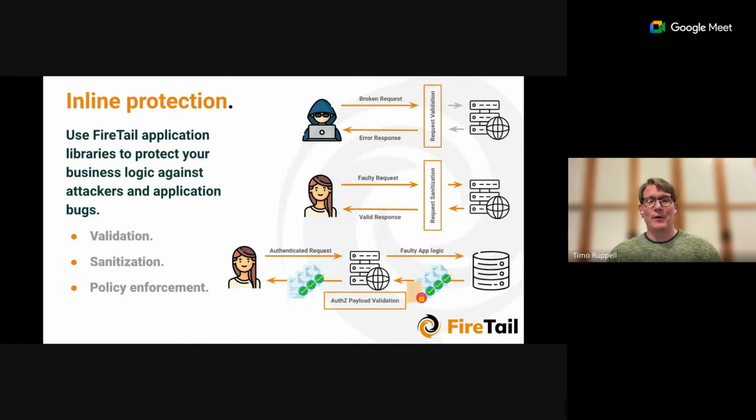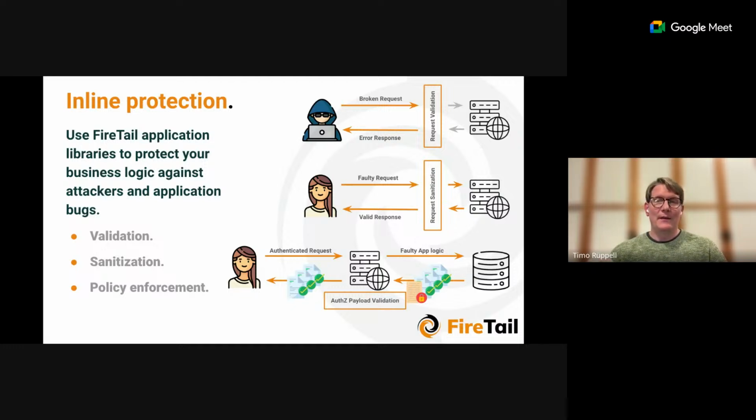So this helps you with policy enforcement and making sure that there are no accidental data leaks, for example, with sanitizing and stripping out data that shouldn't be in response payloads, for example, making sure that all of the items in a response payload are authorized, etc.